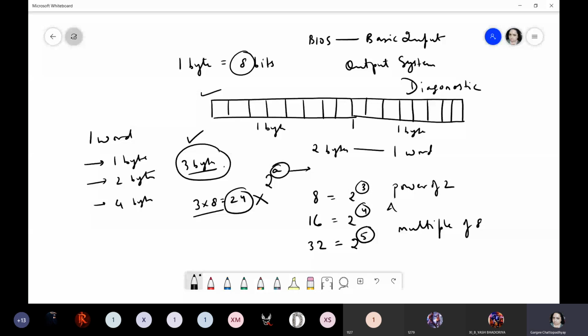Is this the correct spelling? Let me check. Yes, no, this is not the correct spelling. This O will not be there.